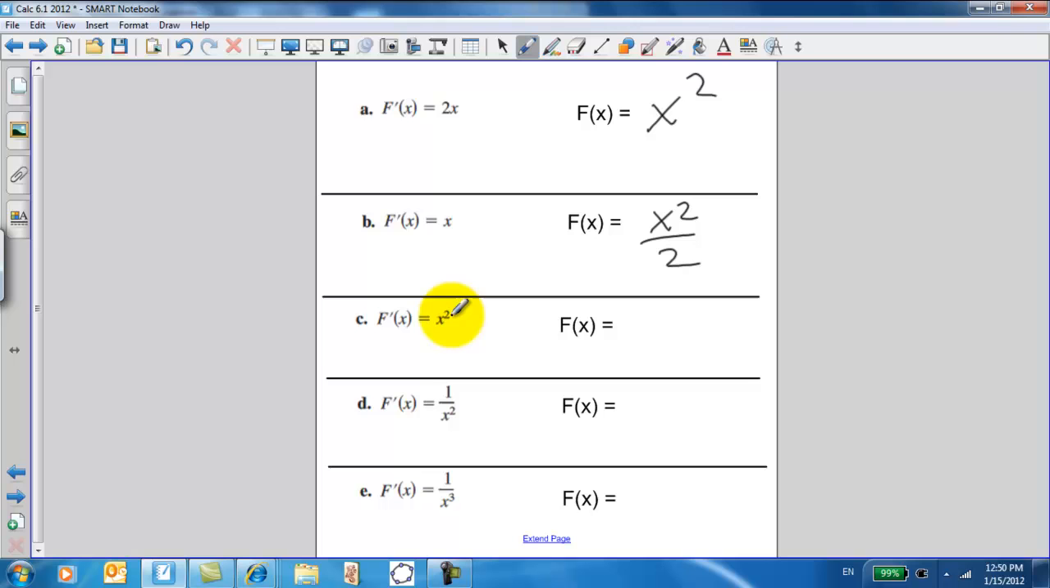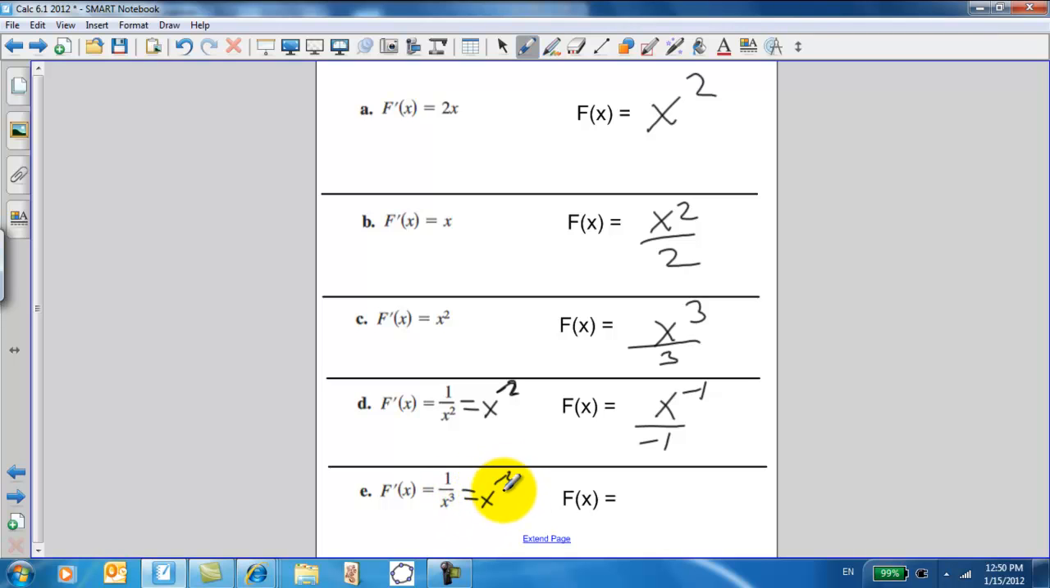Similarly, here's x squared. It must come from x cubed. If someone took the derivative of x cubed, they would get 3x squared, so we have to divide by 3. This one's x to the negative 2. The next power up is x to the negative 1. If I take the derivative of x to the negative 1, I get negative 1 times x to the negative 2. There's an extra negative in there, so I have to divide by negative 1. See how we're constantly dividing by the new power? That's going to be part of the rule.